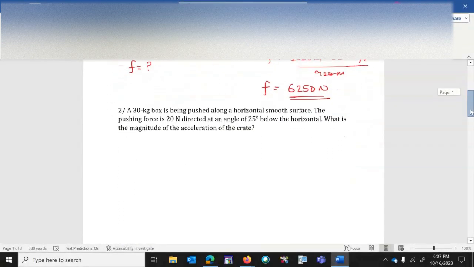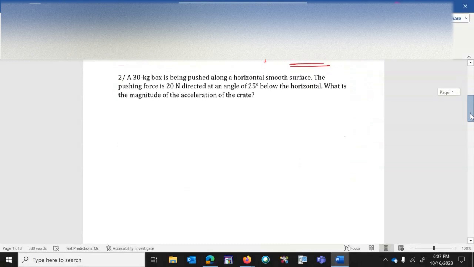The second question is talking about this box. A 30 kilogram box is being pushed along a horizontal smooth surface. The pushing force is 20 newtons directed at an angle of 25 degrees below the horizontal. What is the magnitude of acceleration of the crate?